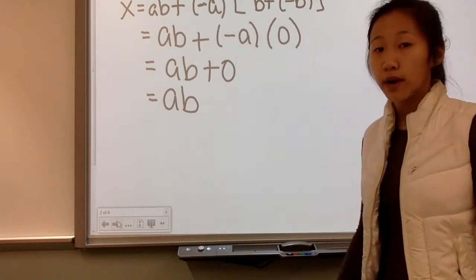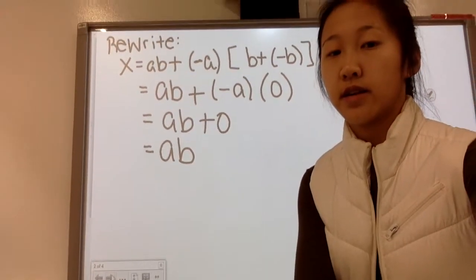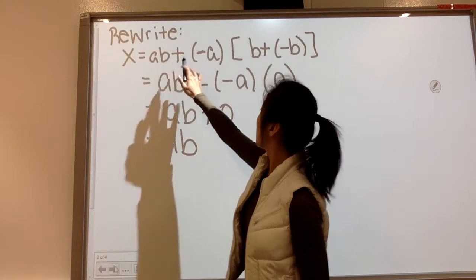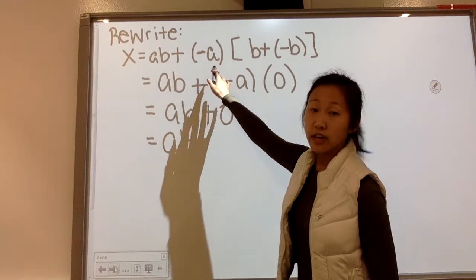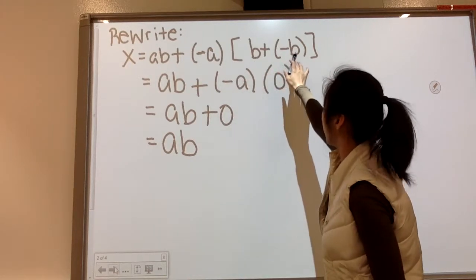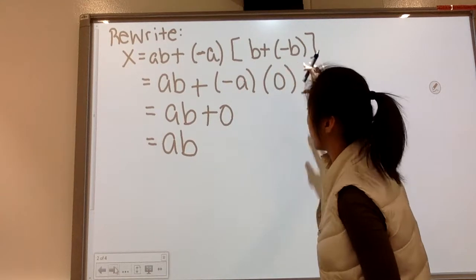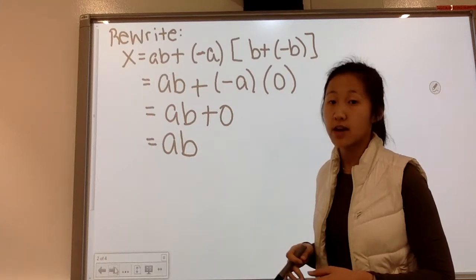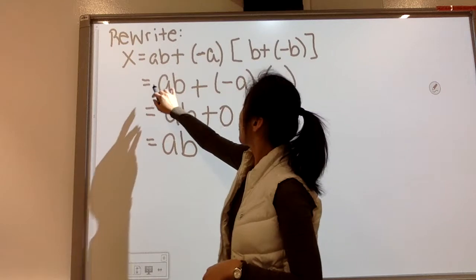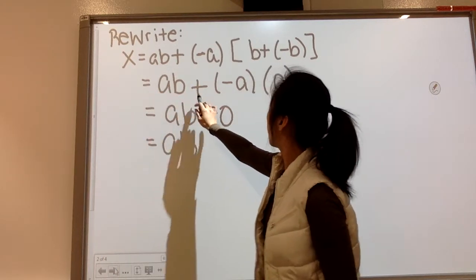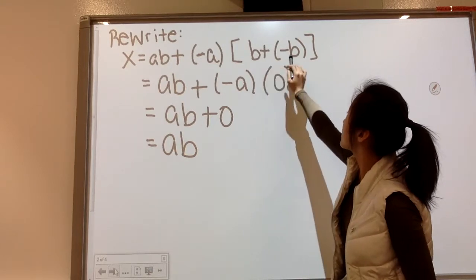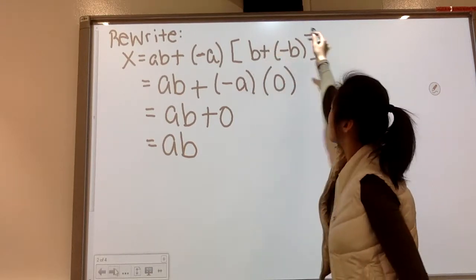So first we can rewrite what we have been given into x equals a times b plus, factor out the negative a, times b plus negative b. So the first way of rewriting it is by factoring out the negative a. In the next example, we're going to factor out the b instead. So from here we go a times b plus, we keep the negative a, and then up here we have b plus negative b, and this part yields the 0.